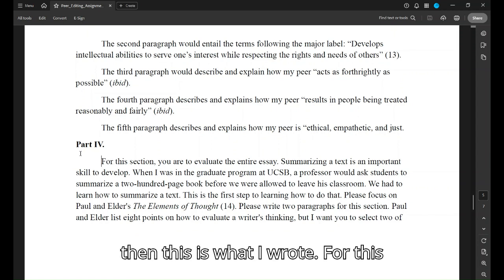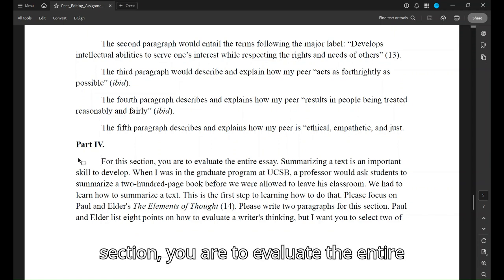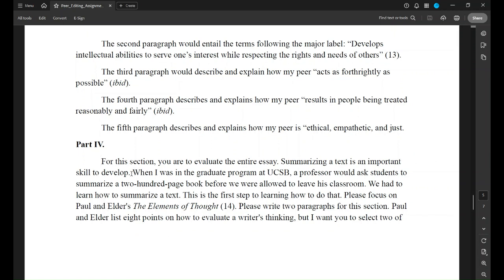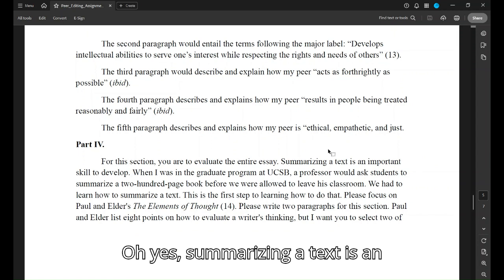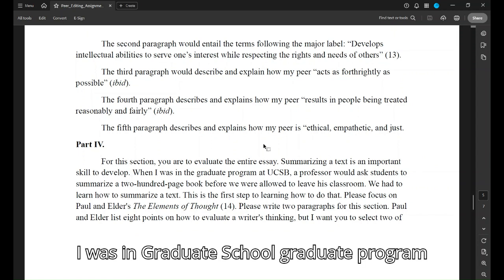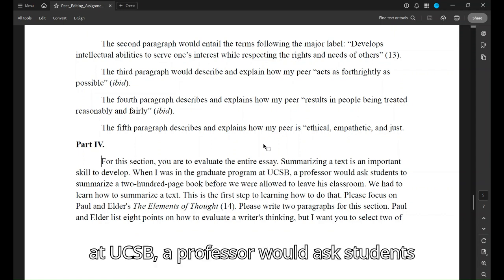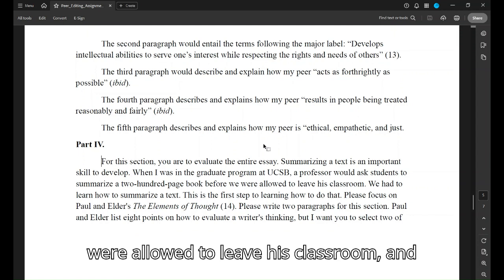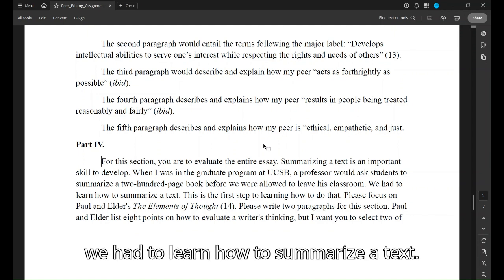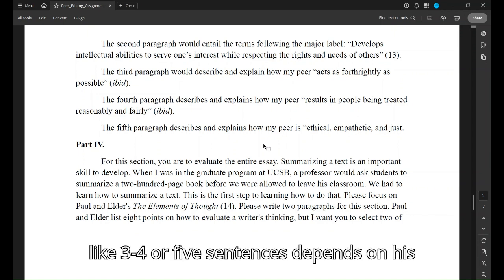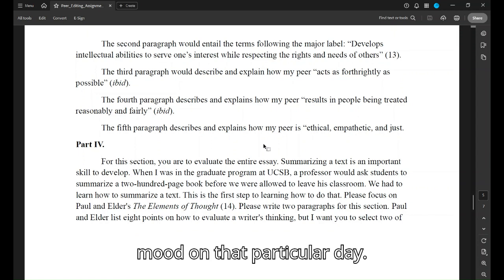So this is what I wrote. For this section, you are to evaluate the entire essay, summarize a text and its important skill to develop. Summarizing a text is an important skill to develop, because when I was in graduate program at UCSB, a professor would ask students to summarize a 200-page book before we were allowed to leave his classroom. And we had to learn how to summarize a text, right? And summarize it in maybe 3, 4, 5 sentences, depends on his mood on that particular day.